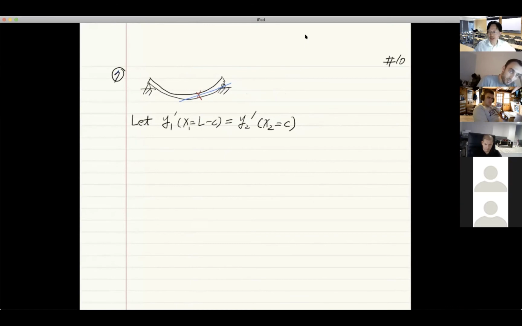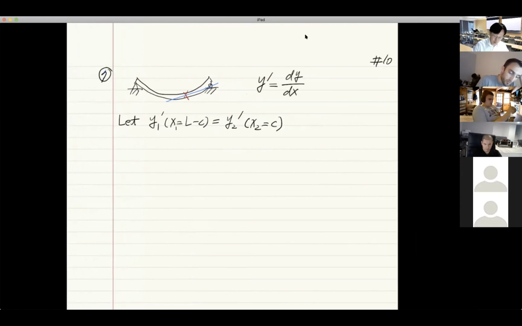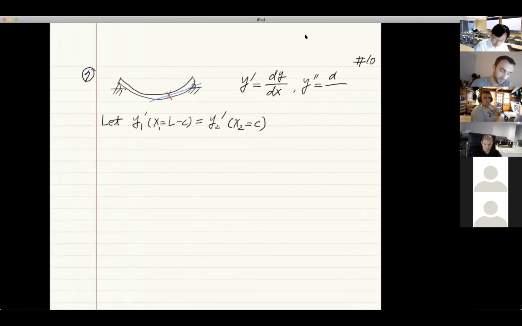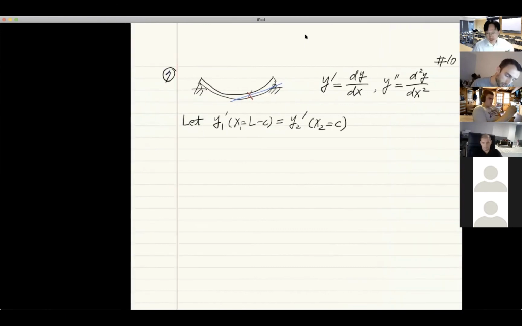What does prime mean? Prime means the space derivative. So y prime equals dy/dx. And what is y double prime? Double prime means second order derivative. That means d squared y over dx squared, and so on and so forth. So for this part, actually, this is the first homework assignment. I'm not going to tell you this, but you can get the expressions of y1 prime and y2 prime by differentiating the expressions of y1 and y2 with respect to x1 and x2. Then you can relate these two together. But I'm going to give you the result.